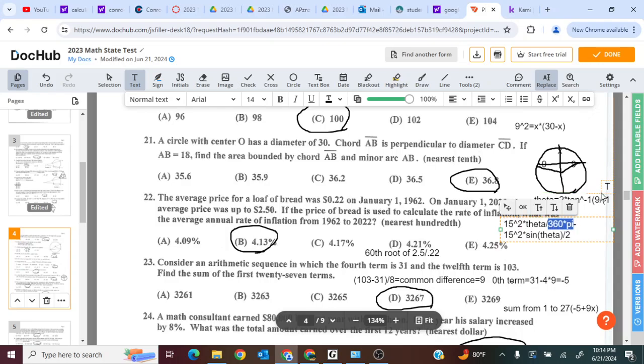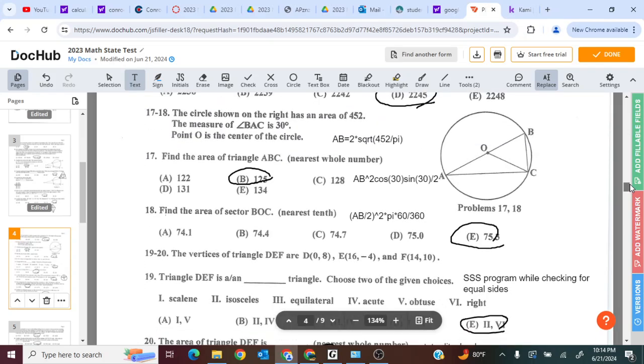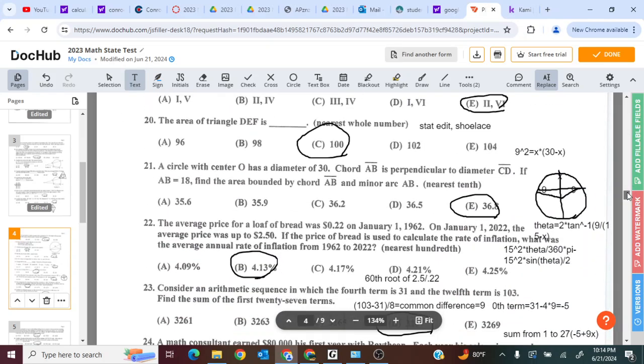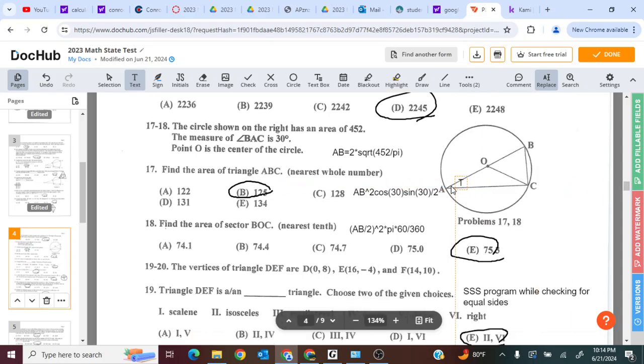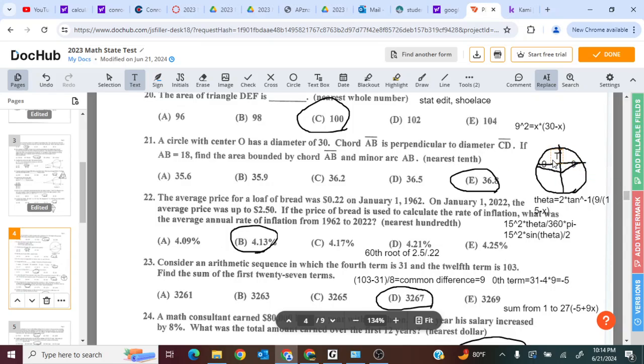Don't forget times pi. Did I forget to tell you that? No, I didn't. Sorry. So you get your angle, radius squared times your angle over the entire 360 degrees times pi, minus your triangle, which is side squared times sine of your angle over 2. Do that and you get 36.8.